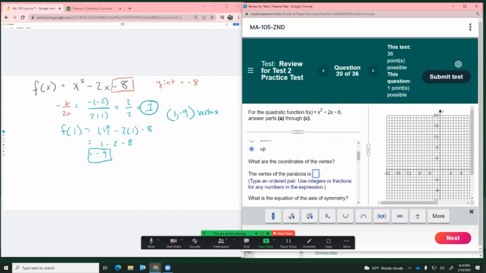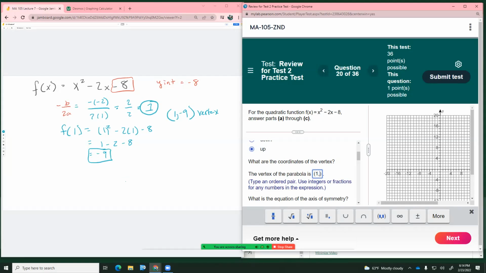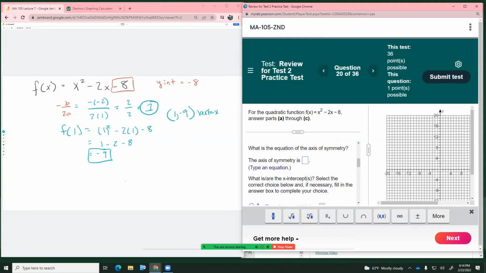So we're going to do that. Parabola opens up, with the vertex at 1, negative 9. All right, what is the axis of symmetry? Well, we kind of already did that. Type as an equation, I guess x equals 1. That's what we did to figure it out in the first place.